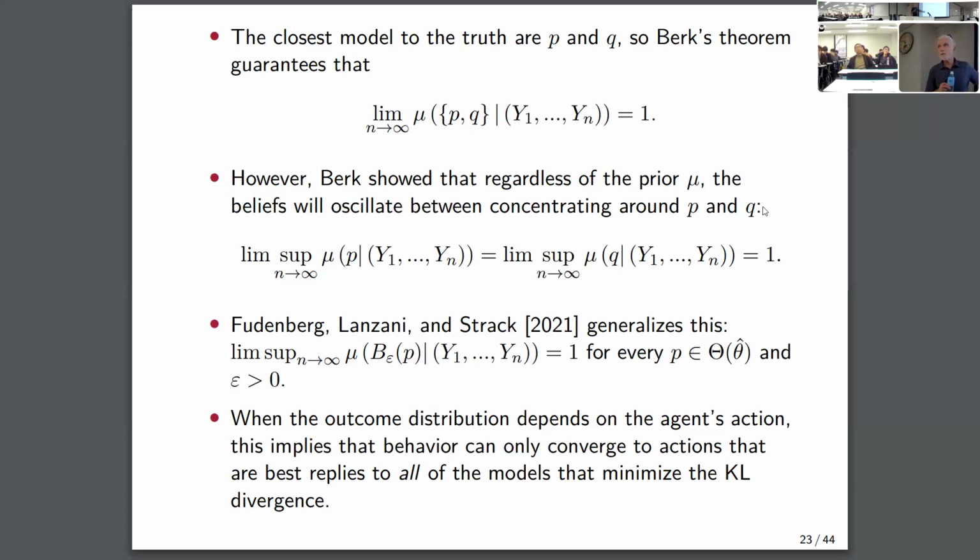And as we'll see when we get to this paper with Philip, suppose that the distribution of outcomes depends on the agent's action. Well, then how can you converge to always playing action one? If your beliefs are going to go back and forth between P and Q, then always playing action one had better be your best response to both P and Q. It's not enough for it to be your best response to one of them, because eventually beliefs will drift away.